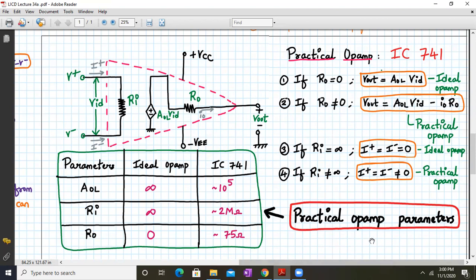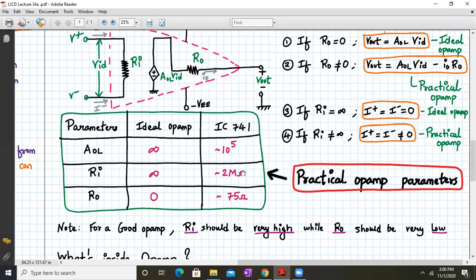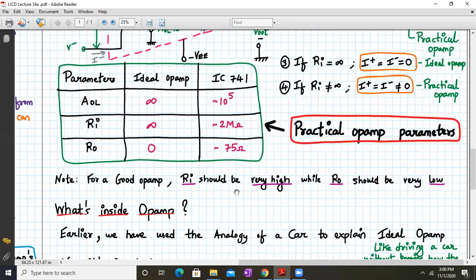So what are the practical op-amp parameters? AOL is infinite for an ideal op-amp, and for IC741 it is around 10 to the power 5 or 2 into 10 to the power 5. Ri, the input impedance, was infinite for the ideal op-amp. For IC741 it is 2 mega ohm. Rout was 0 for the ideal op-amp. It's 75 ohms, which is very, very small, for 741. As you can see, 2 mega ohms and 75 ohms are a very high value and a very low value. So for a good quality op-amp, Ri should be very, very high and Ro should be very low.